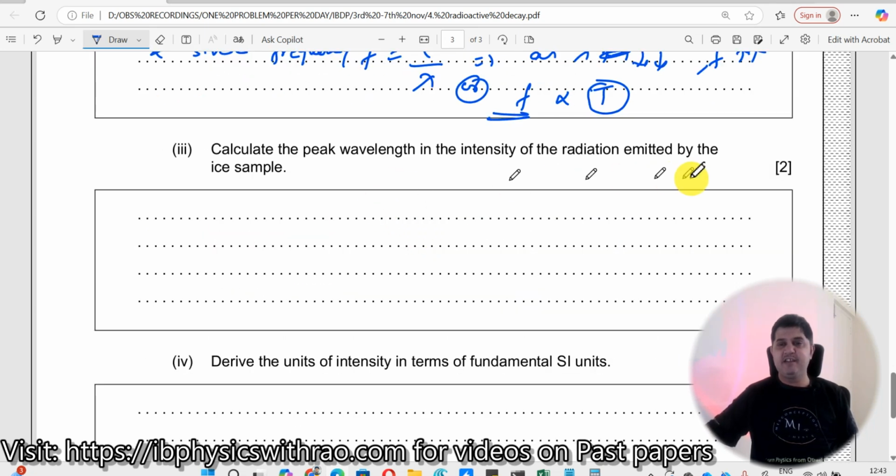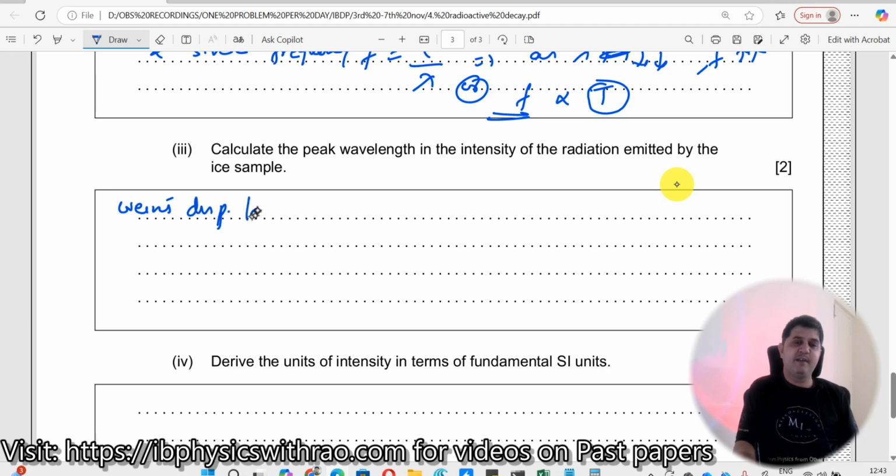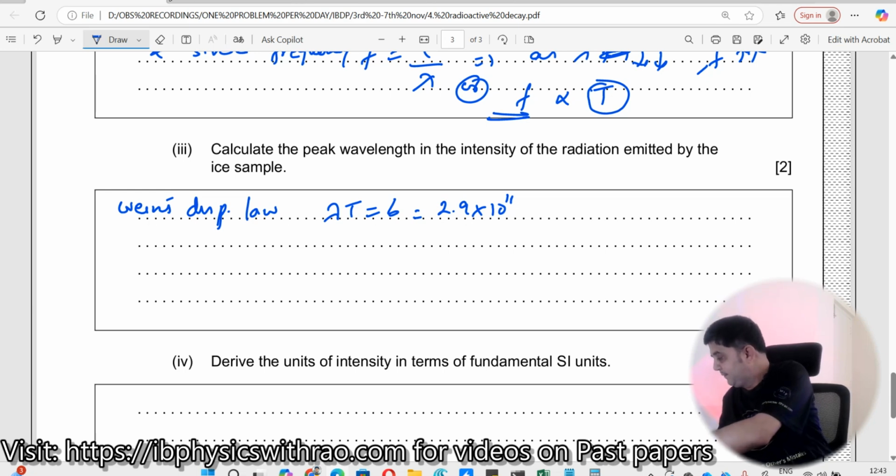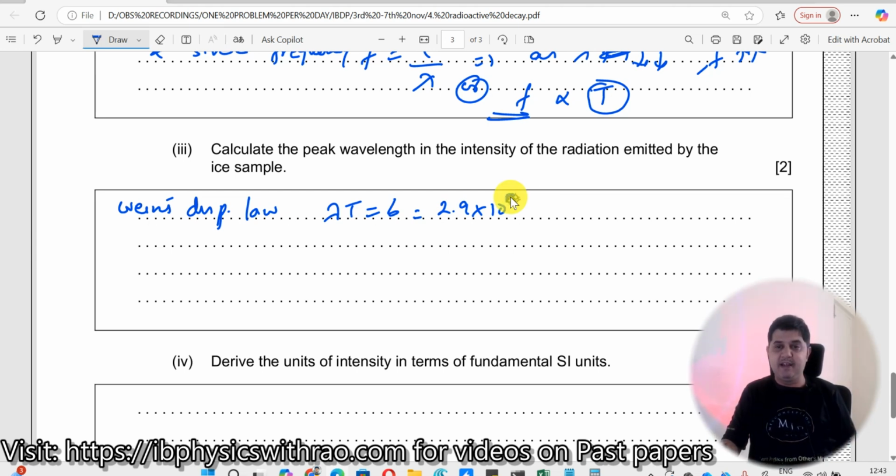Calculate the peak wavelength and intensity of radiation emitted by the ice sample. How do you do it? We know from Wien's displacement law, lambda into T is equal to B. This is a constant, nearly 2.9 into 10 to the power of minus 3. Let me find out the exact value of the constant. So what is he asking? Peak wavelength. Lambda peak is equal to 2.9 into 10 to the power of minus 3 divided by temperature.